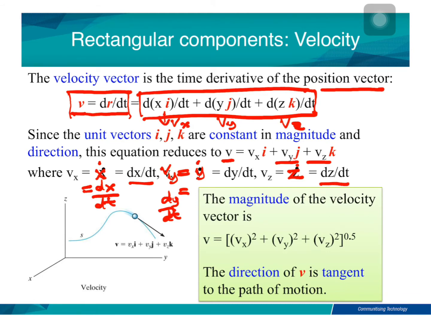After you have determined vx, vy, vz, you can determine the magnitude of the velocity vector as usual: square root of vx squared plus vy squared plus vz squared. And you must remember that the direction of velocity is tangent to the path. Okay, understand?